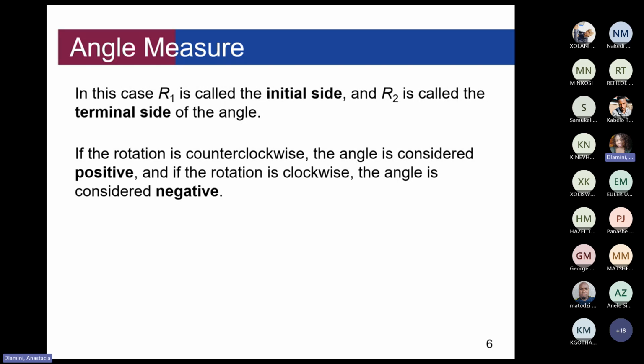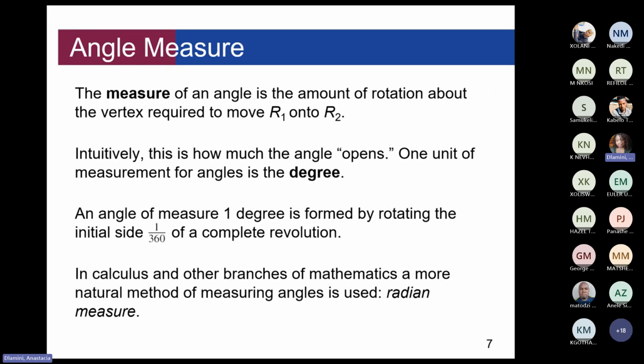Now in this case, R1 is called the initial side and R2 is called the terminal side of the angle. If the rotation is counterclockwise, the angle is considered positive. If the rotation is clockwise, the angle is considered negative. Now, the measure of an angle is the amount of rotation about the vertex required to move R1 into R2. Did we get that one?